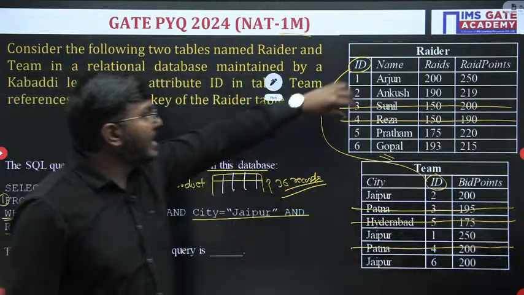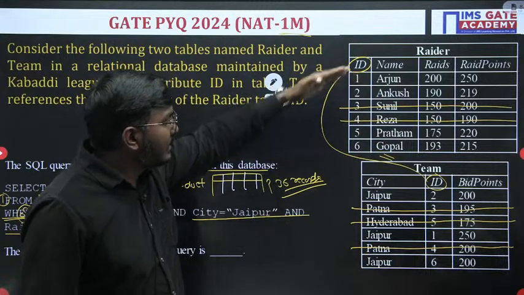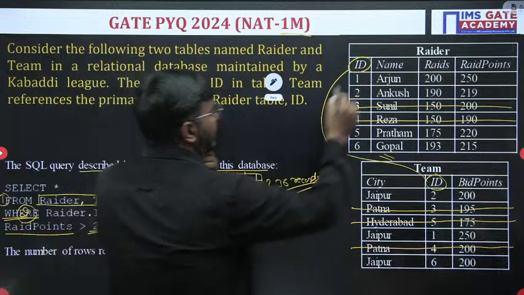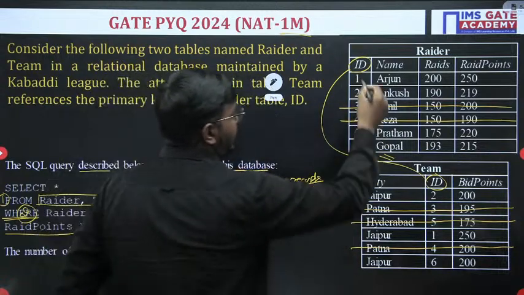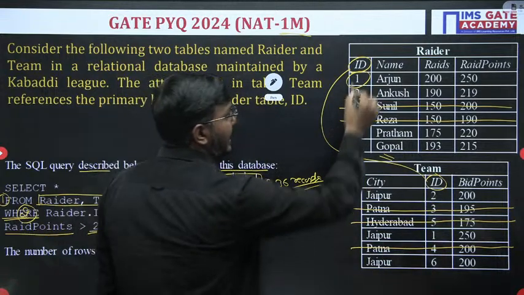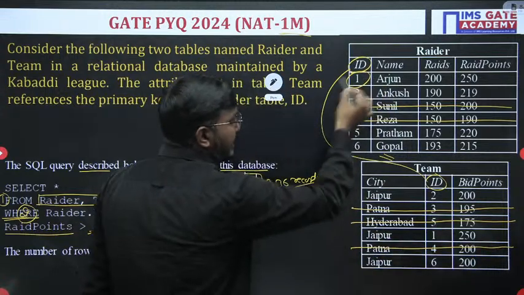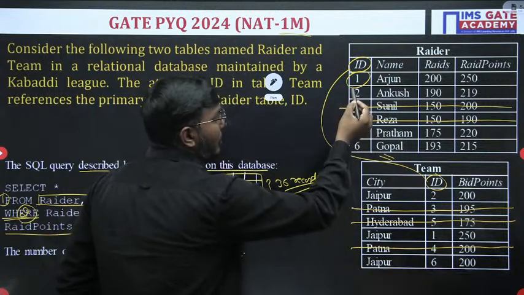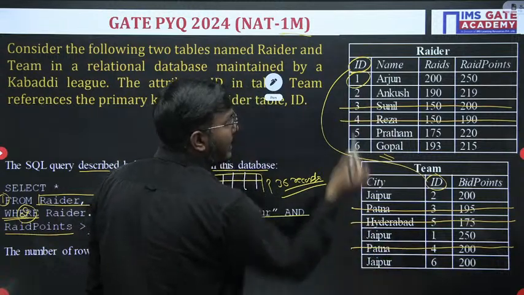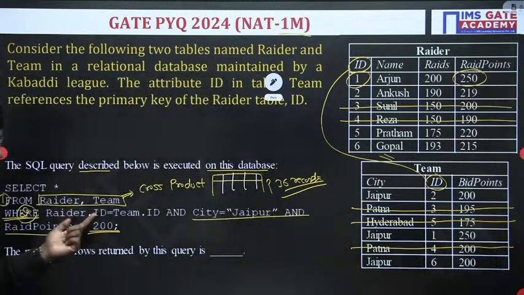Getting my point? Now in the radar table I have 4 records, in the team table I have 3 records. Now pair the records of radar with team if the ID is the same. Take the first record; its ID is 1. Is it matching with any ID in the team table? This ID 1 matches one of the records, Jaipur 1 250. So this record is selected. Why? Because in this pairing the ID is the same, the city is Jaipur, and the rate points is greater than 200. This pairing satisfies all the conditions.